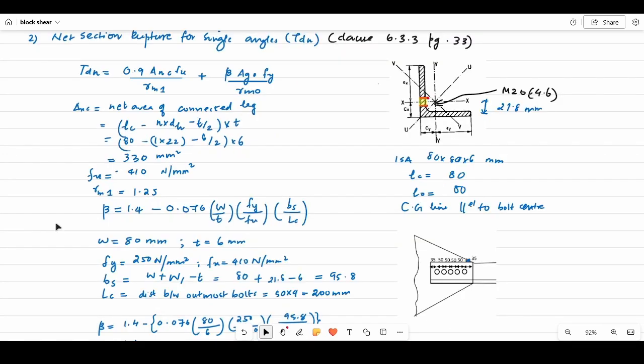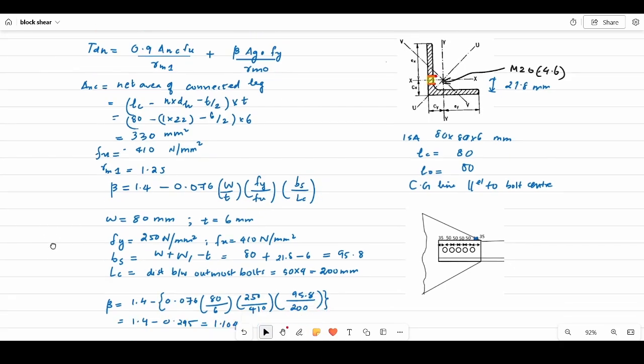Now w, all these values are given in figure 6 on the same page number 33 of IS 800. So w is the length of the outstanding leg. The outstanding length is 80, which you can provide as such, and t is the thickness, which is 6 mm for this angle. And we know the value of Fy, which is the yield strength, and this value is 250, and we know the value of Fu, which is the ultimate strength, and this value is 410.